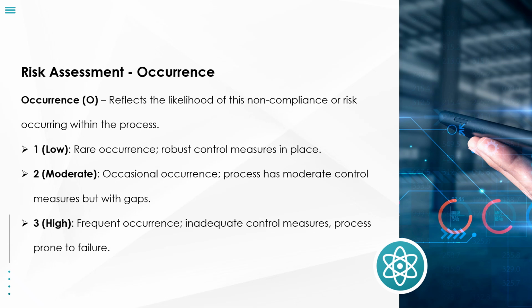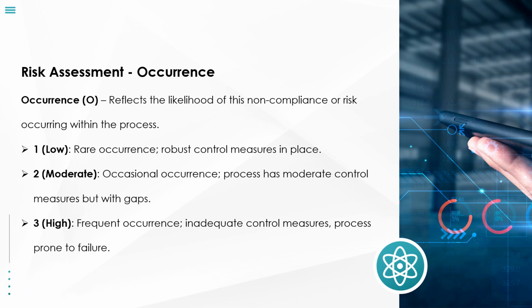2 is moderate occurrence. For moderate occurrence, there is occasional chance of an issue. The control measures are there, but there may be some gaps. It is not a frequent issue, but is enough to require monitoring. This could be a process where occasional deviations happen due to less than perfect controls.